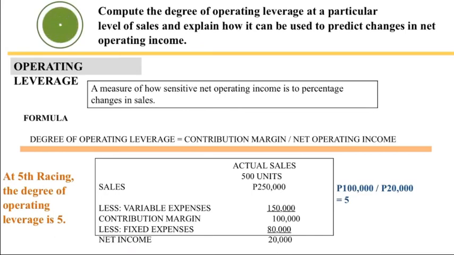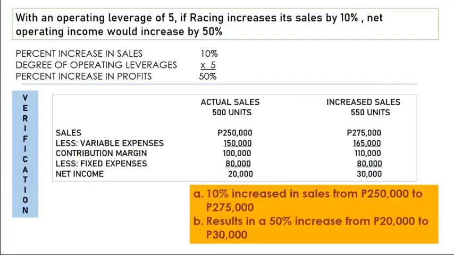As you can see on the data provided, the total contribution margin is 100,000 and we just have to divide it by the total net operating income, which is 20,000. So the degree of operating leverage is 5. With an operating leverage of 5, if Racing increases its sales by 10%, then the net operating income would increase by 50%. To get the total percent increase in profits, we simply multiply the percentage increase in sales by the degree of operating leverage.